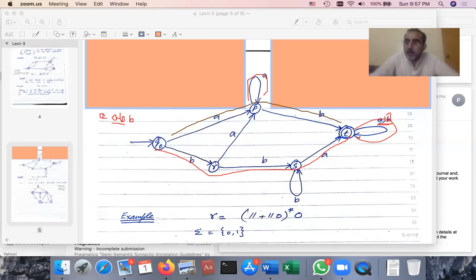You can just draw one path and label it with two input alphabets, which is equal to two paths. So this string is now accepted in this way. And you can think in this direction also, in a similar way.